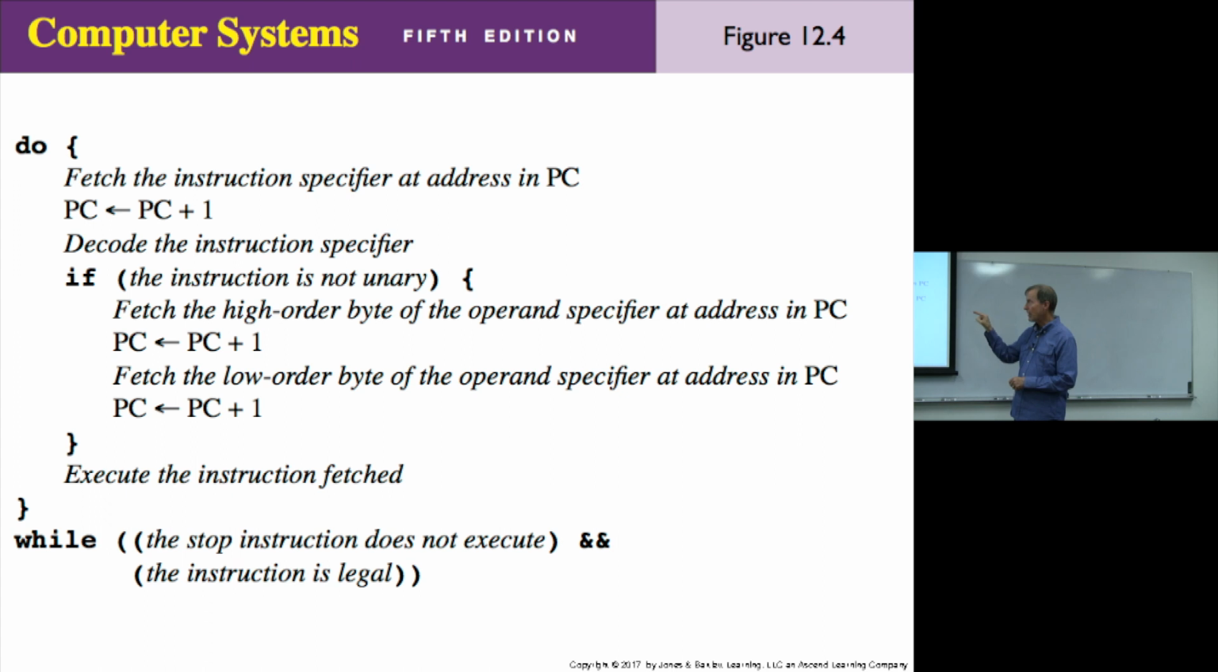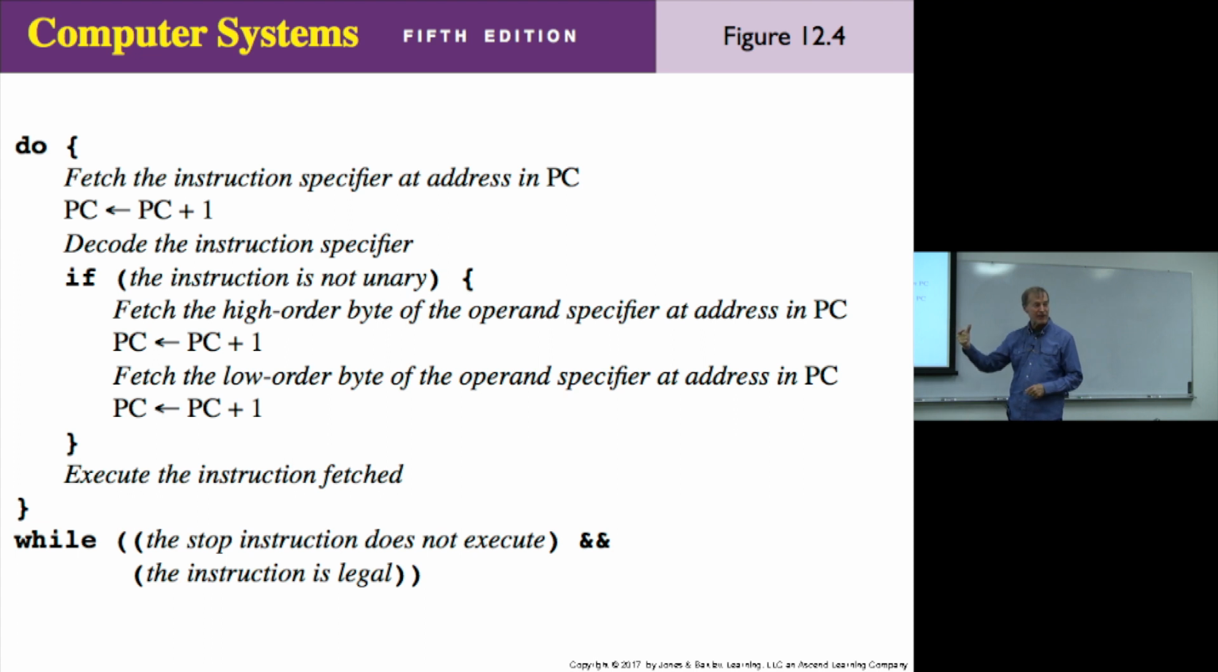So we decode, and by the way, where does it pull it? It pulls it from memory into which register in the CPU? There's a register that it puts the instruction in. It must be the instruction register. All right? And then once it's in there, we can decode it.